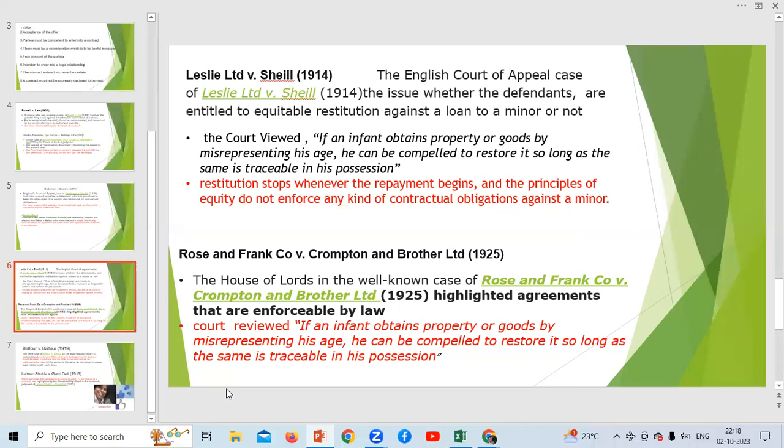नेक्स्ट केस, रोज अँड फ्रँक कंपनी वर्सेस क्रॉम्प्टन अँड ब्रदर लिमिटेड 1925. The House of Lords in this well-known case of 1925 highlighted the agreements that are enforceable by law. The court reviewed if an infant obtains property or goods by misrepresenting his case, he can be compelled to restore it so long as the same is traceable in his possession. ही सिमिलर केस आहे लेस्ली लिमिटेड आणि शील्डच्या सारखीच, रोज अँड फ्रँक वर्सेस क्रॉम्प्टन अँड ब्रदर लिमिटेड.